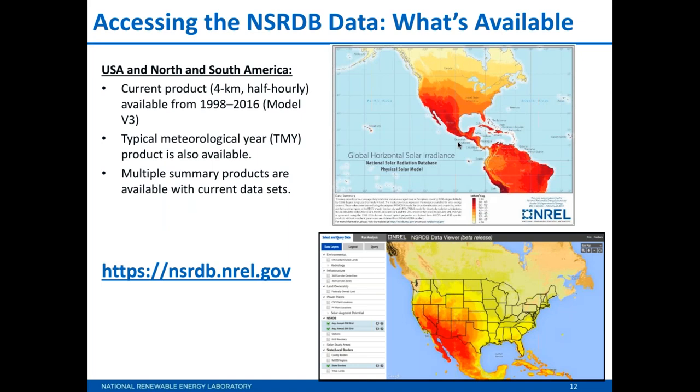So, accessing the NSRDB, of course, there are two ways to access. The website, of course, is nsrdb.nrel.gov, and there are two ways to access it. You could use the interface to get data, and there is the API which can be used to access our data sets.